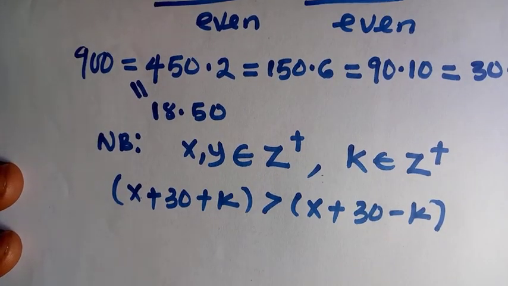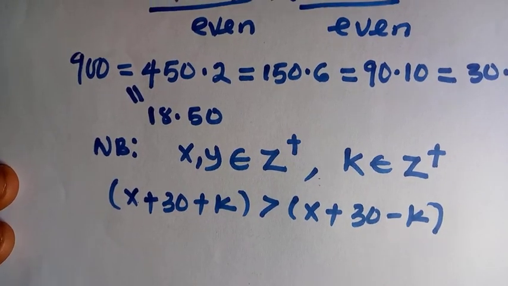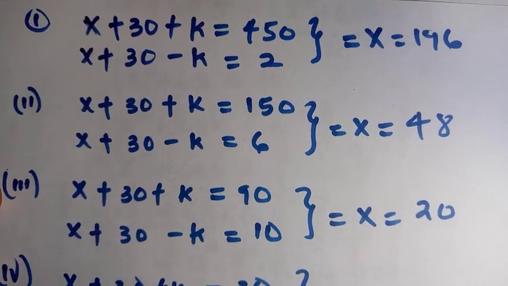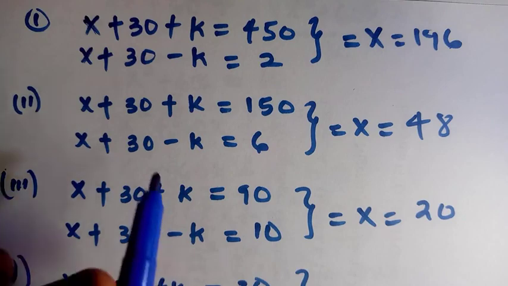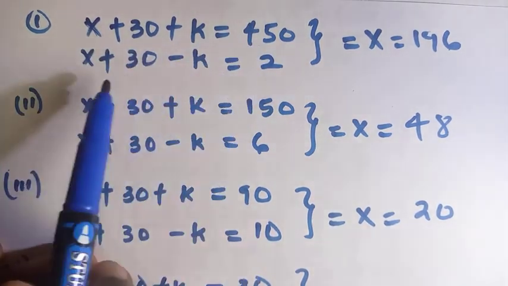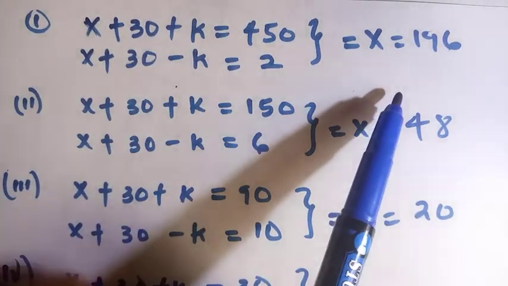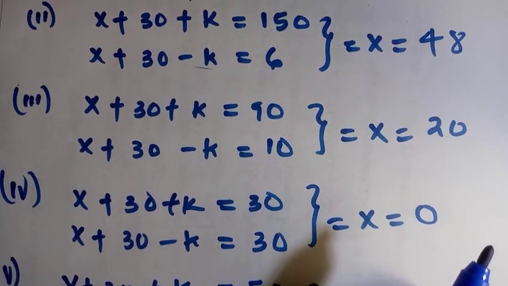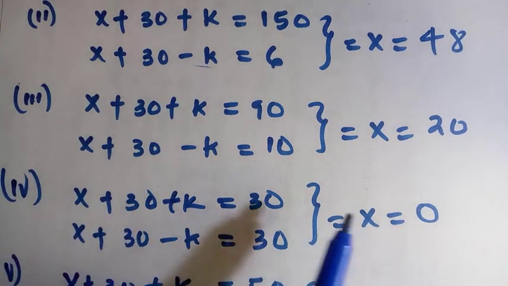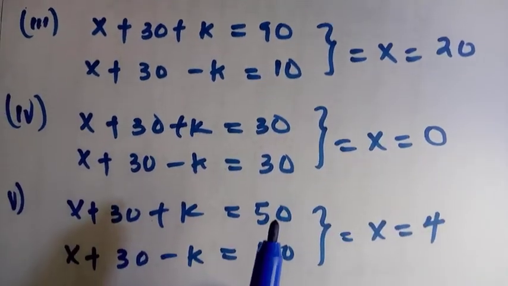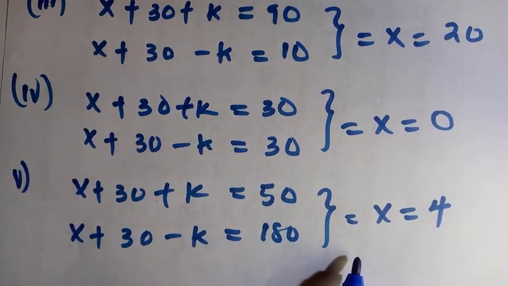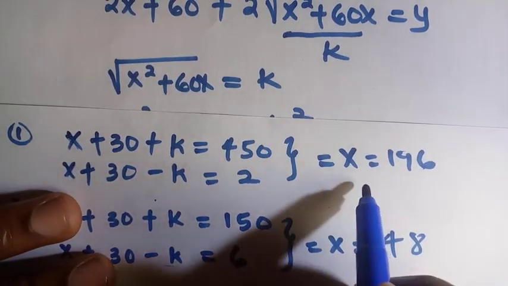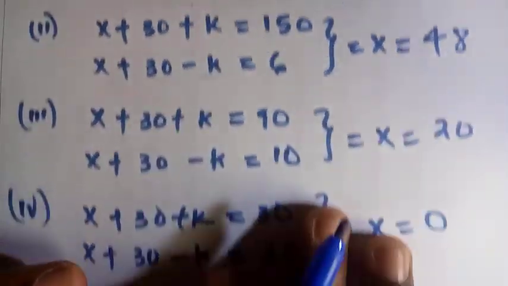I've tested everything, and here is the summary. When you assign all those values and solve them simultaneously, you get all these values. For the first one, we get 196. The second one is 48. The third one is 20. The fourth one is 0 for the value of x, and the last one, the fifth one, is x equals 4. But the question says the highest value, which is going to be 196.